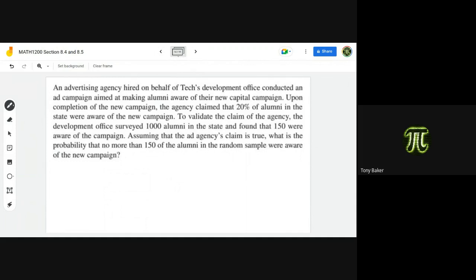Okay. This question's a true or false question, right? You either knew about the campaign or you didn't know about the campaign, which is a binomial distribution, which we did in chapter 7. It's a discrete probability. So why am I giving it to you now? If I wanted you to do this the way you did the binomial distribution, I want to find the probability of no more than 150 alumni knowing about it. We would have to do 0, 1, 2, 3, 4, all the way up to 150, right? Which would take you forever.